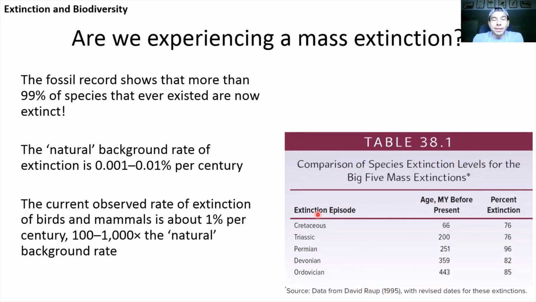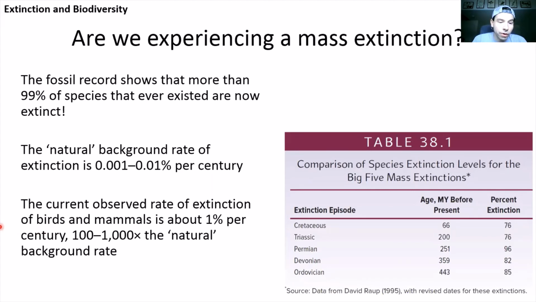So are we experiencing a mass extinction? I've mentioned this earlier in the semester. In fact, these facts I've stated earlier, that the fossil record shows that more than 99% of species that have ever existed are now extinct. From the fossil record, we can calculate a natural background rate of extinction, and that's about 0.001 to 0.01% per century. We can also calculate a current rate of extinction based on the last few centuries, and that rate is alarmingly high. It's about 1% per century, which is 100 to 1,000 times the natural background rate.